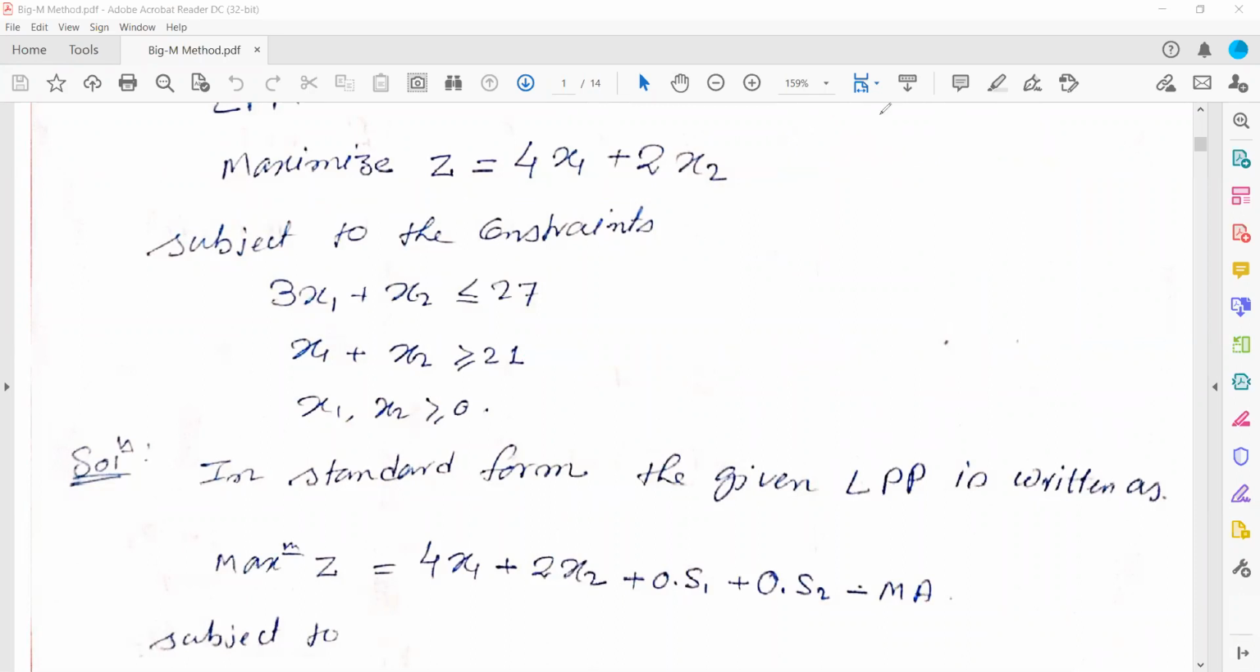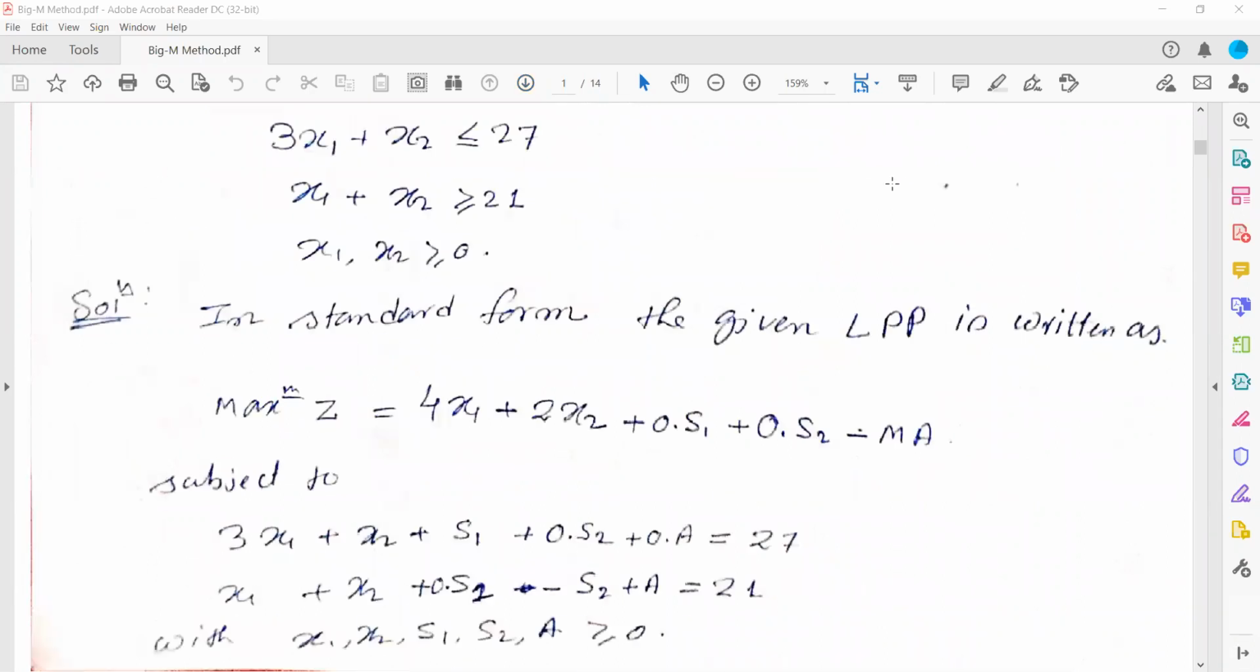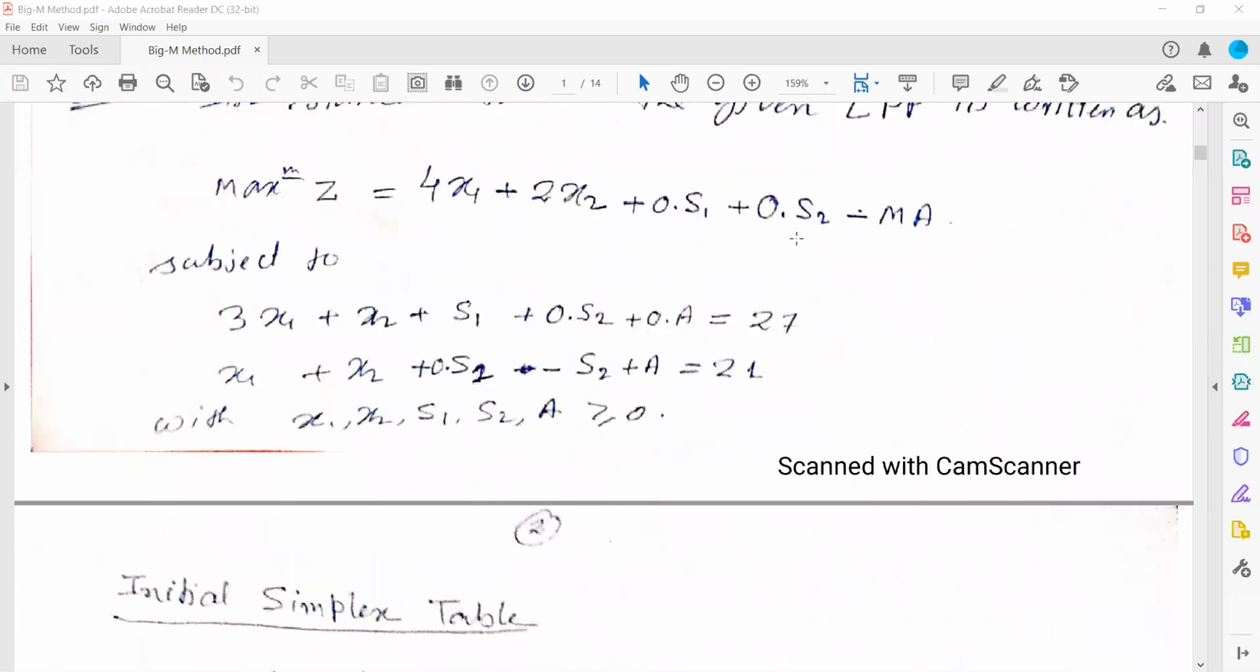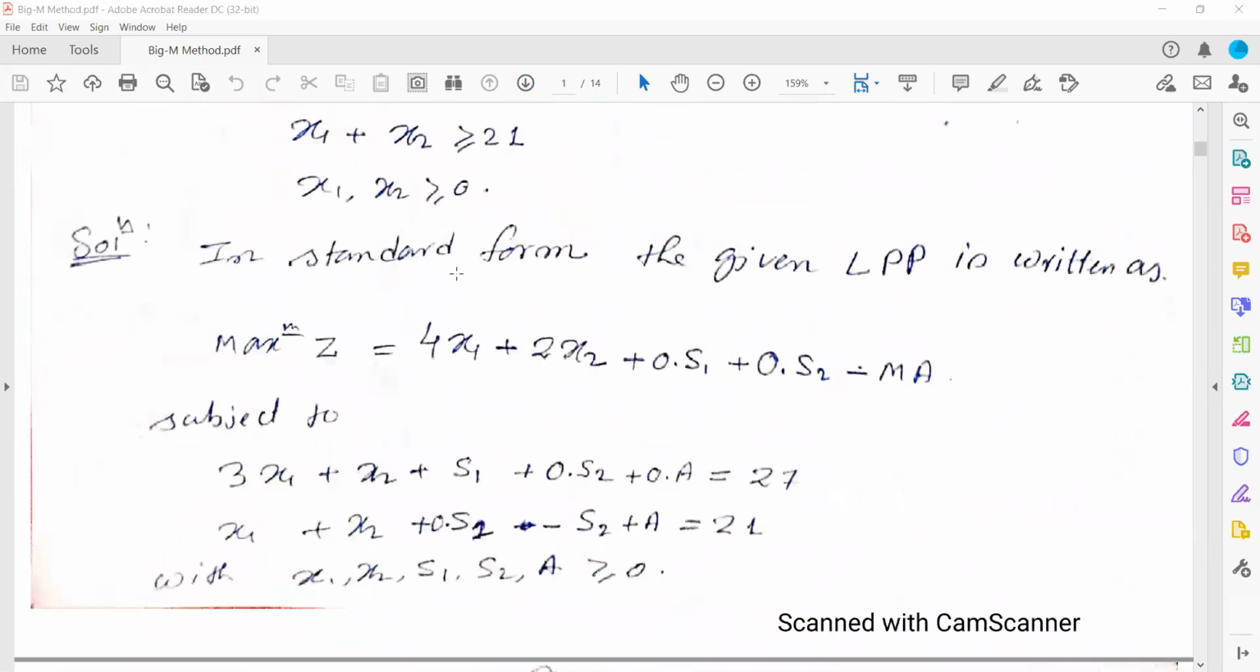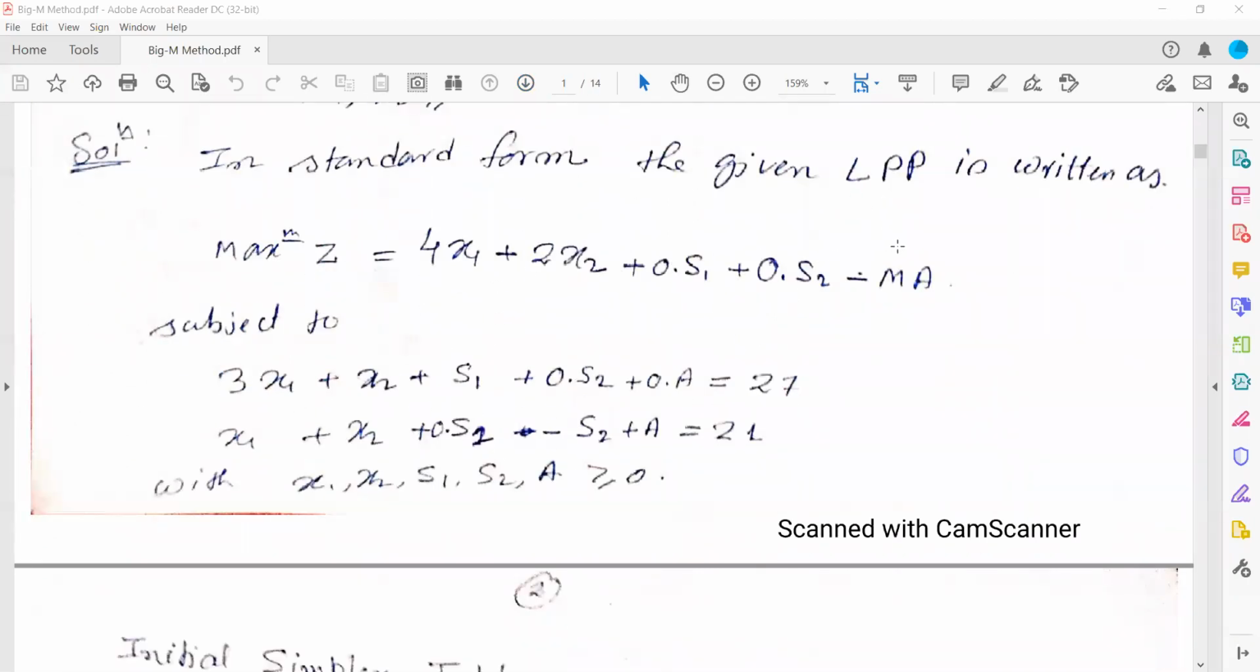And then we have used the same concept of the simplex table. This is in standard form. I have written the LPP. How to write the standard form, that is given. I already explained that one.